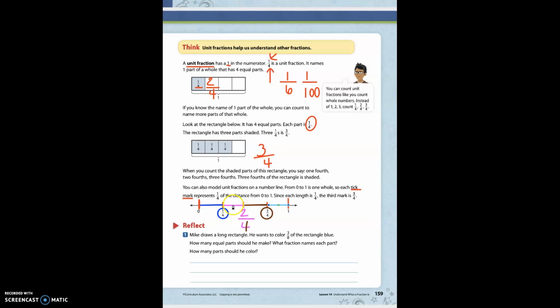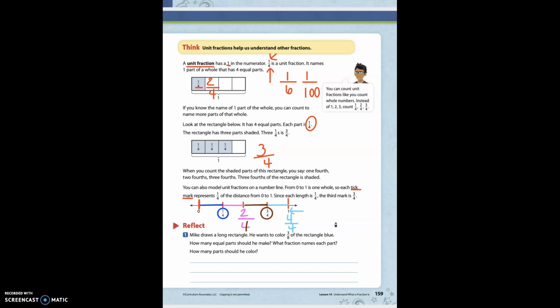So we go 1/4, 2/4, 3/4, and then this is 4/4. And 4/4 is also known as 1 whole. Perfect. 4/4 is also known as 1 whole, which is labeled right there as 1 whole.